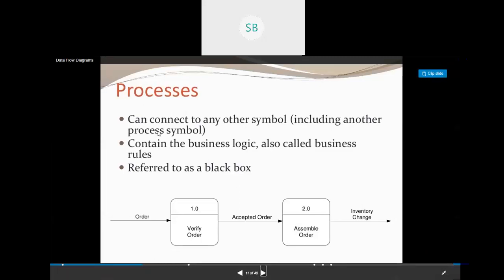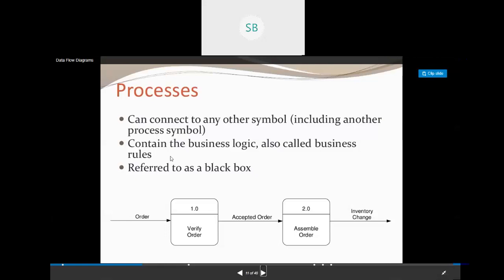Now, processes can connect to other symbols, including other process symbols. So it is possible to connect two processes together. This is also a process, this is also a process. So it is possible that we can connect them. It can connect to any other symbol.